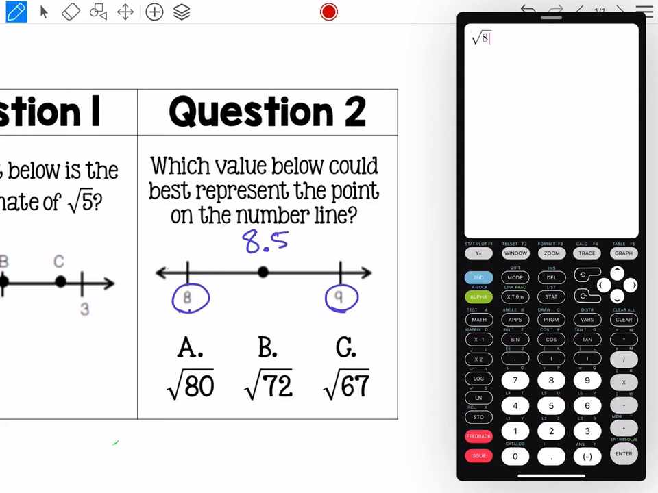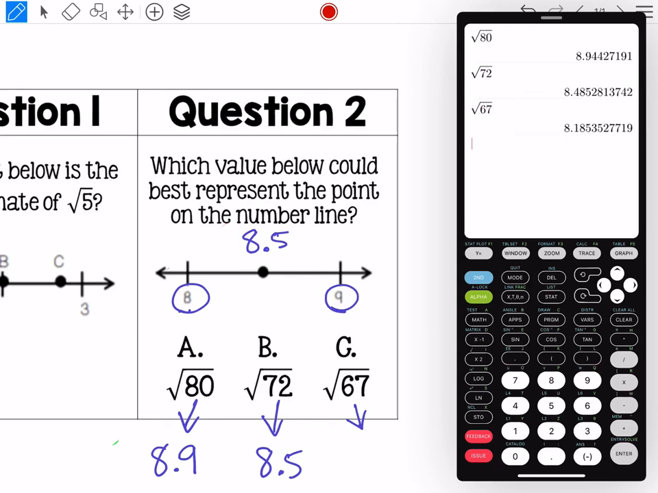So A, the square root of 80, I'm going to put in my calculator, is 8 and 9/10. So I'm just going to round that, 8 and 9/10. The square root of 72, we get 8 and 48 hundredths, so we can round that to 8 and 5/10. And I still want to make sure that I'm doing all 3 answer options. The square root of 67, I get 8 and 2/10 if I round that to the tenths place.